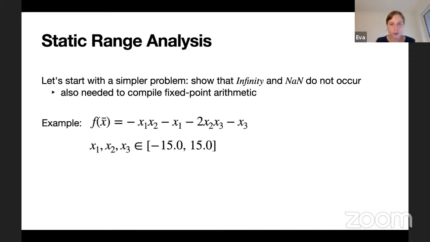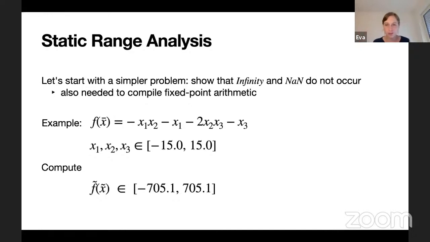So for example, if we have now an actual embedded controller, so this is a controller that supposedly controls a rigid body that I haven't developed myself. I've taken this from someone else's work. And there, the inputs may come from a range from minus 15 to 15. What we want to compute is that the possible result of the finite precision implementation of this function is between minus 705.1 in this case and plus 705.1. Now, this 705 now is just a magic number.